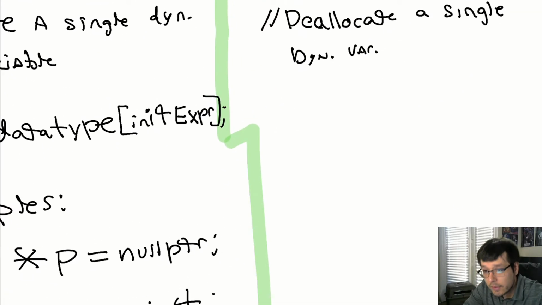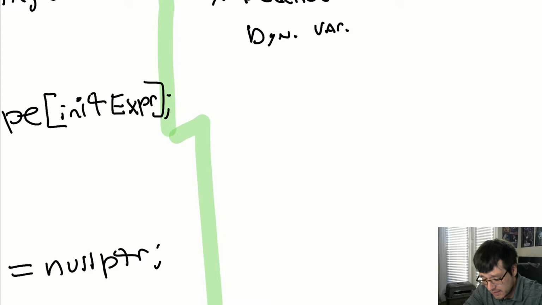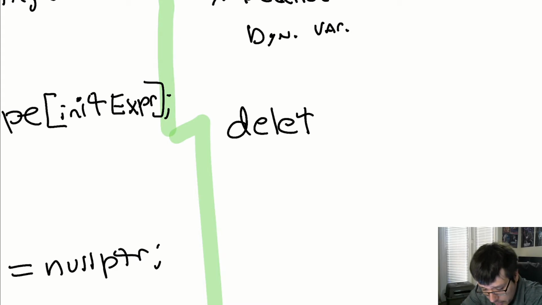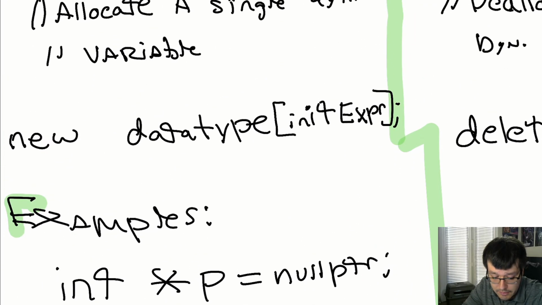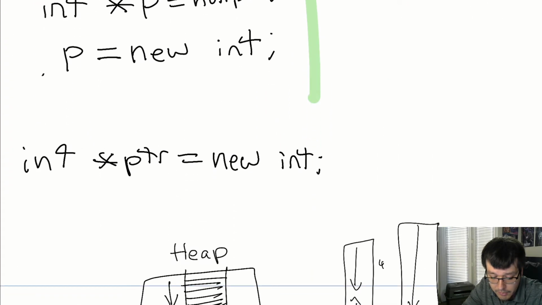For an array of these, this syntax looks weird. You'll probably forget it. That's fine, just write it down somewhere. Use it enough and then you'll remember it. Delete. Emphasize there's a space here between delete and that, and then the name of the variable. So did we ever make an array here? We didn't make an array with this one, so let's make an array and then delete it.